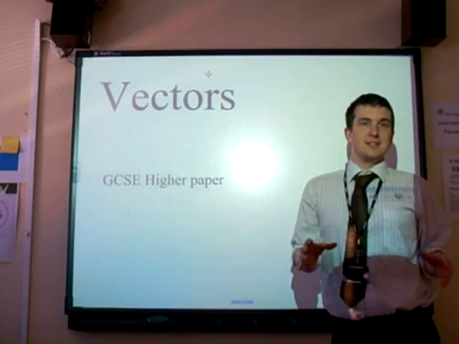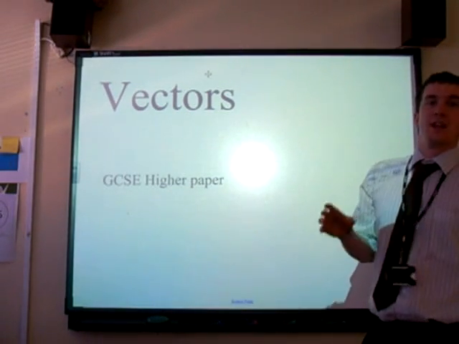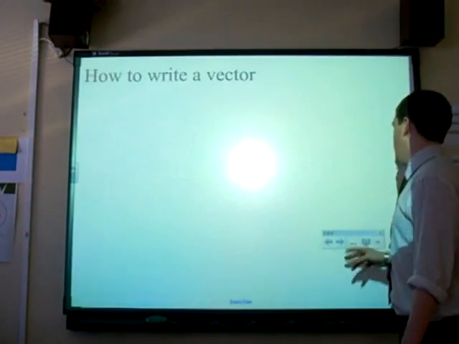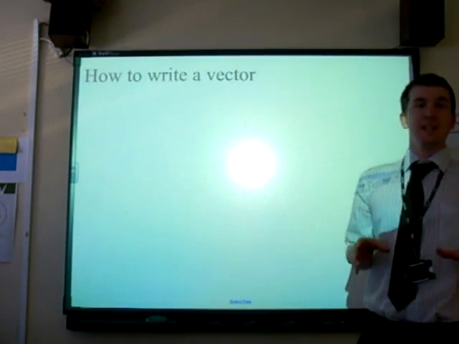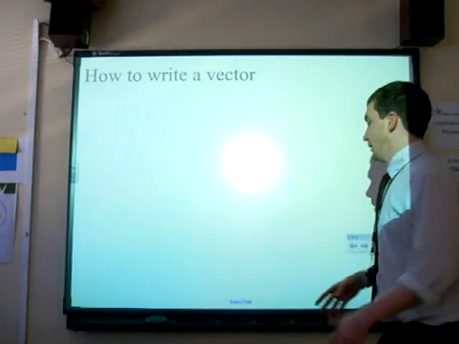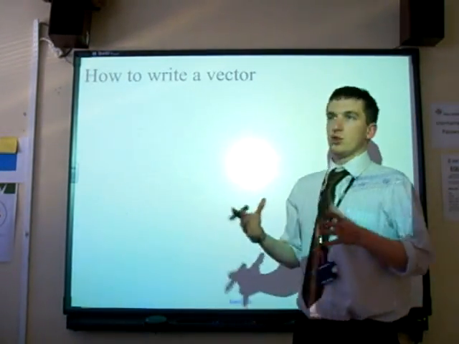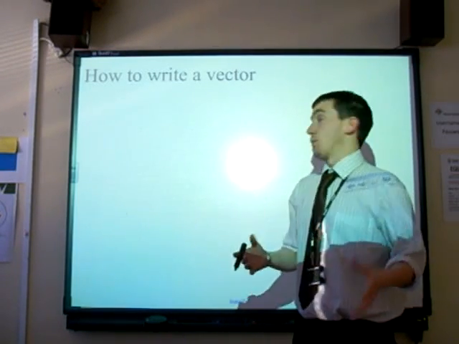Oh, hi. Right, today we're going to look at doing the vectors on the higher paper, because a lot of people do tend to struggle with this, so I figured let's go through some of the basics. Right, the first thing we need to know is how to write a vector. And that happens when we have two coordinates, but it's not done in the normal coordinate way, we have to do it a different way.